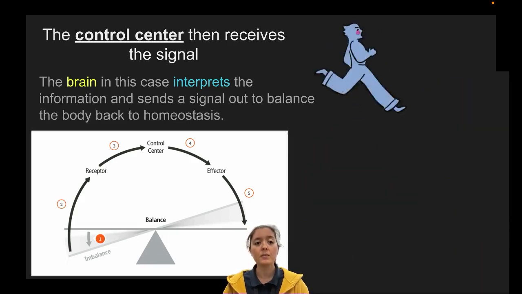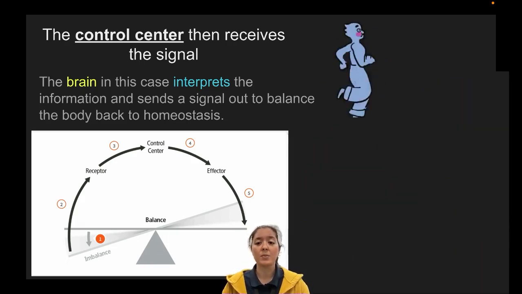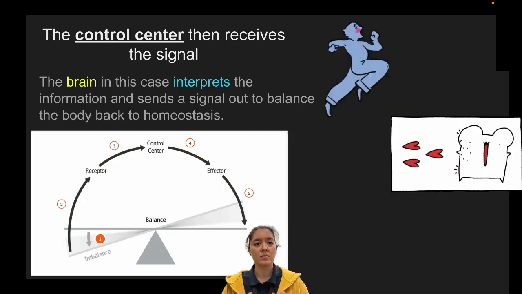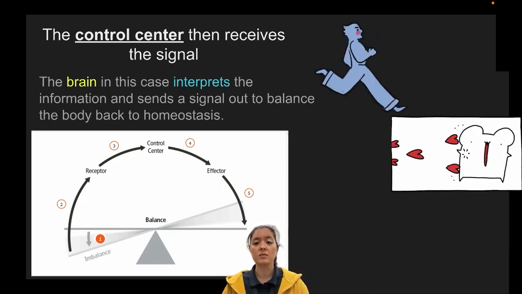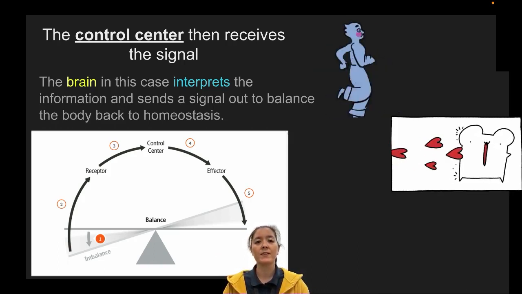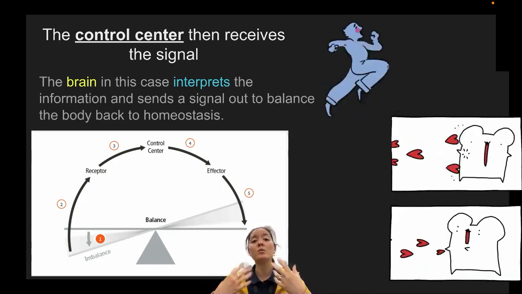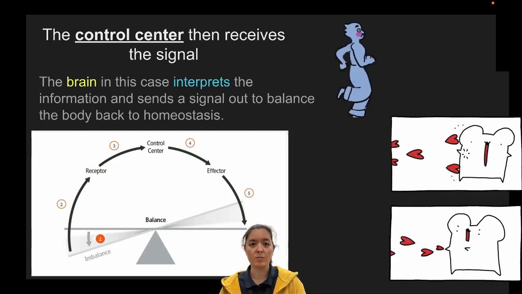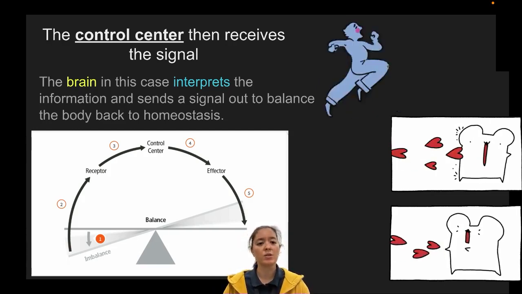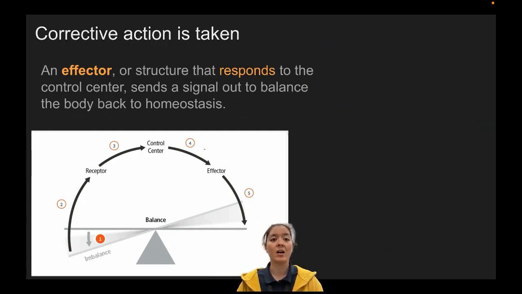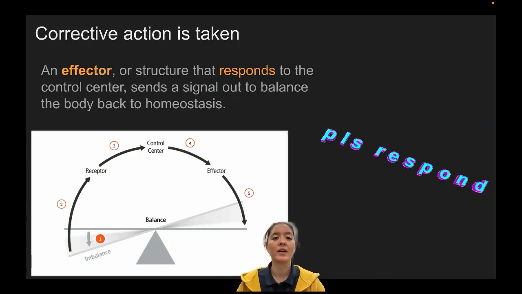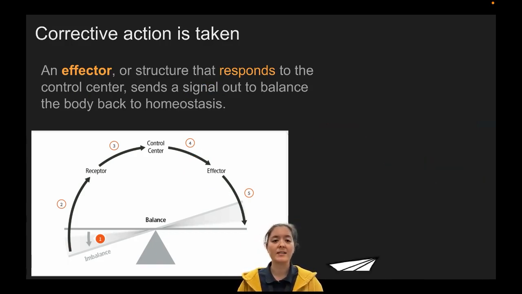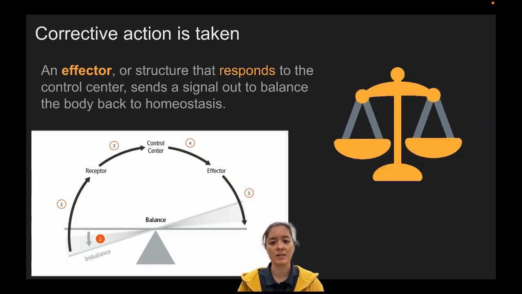So with our exercise example, our brain receives those triggers and those signals, and it says, we need to fix this. So I'm going to send out my own messengers, hormones, to fix our problem. We're getting too warm, we're using too much oxygen. Now, the effector is something that responds to that control center or brain, and it sends out the signal to balance our body back into homeostasis.